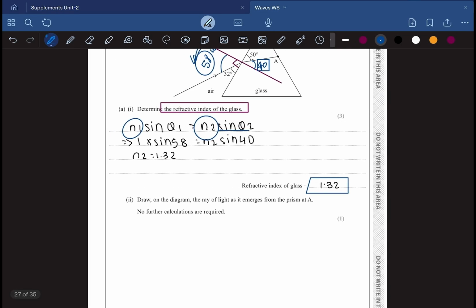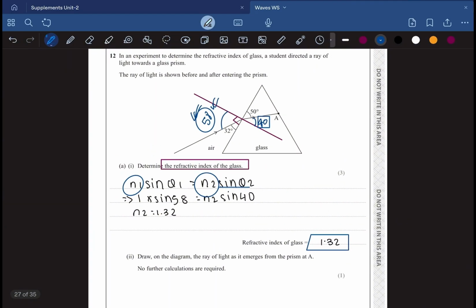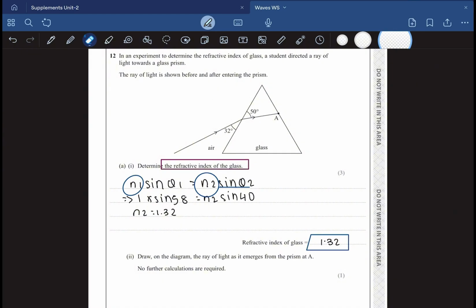Well, the next question says, draw on the diagram the ray of light as it emerges from the prism at A. Now, I will give you just 2 to 3 minutes to think about it. What will be the actual answer? Just think of it by yourself by pausing the video. It will be very helpful for you to think about this kind of thing. Think by yourself. Okay, hopefully you were able to answer this question. If you are not, then don't worry, I will be doing it for you right now.